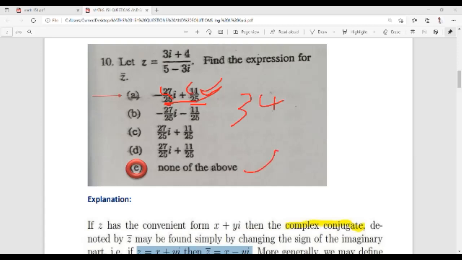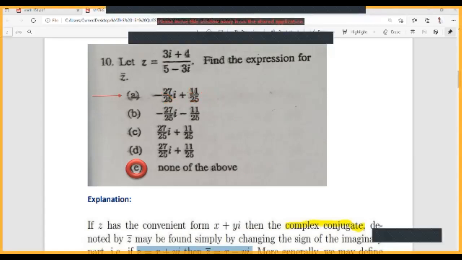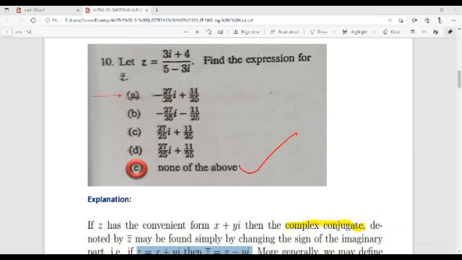Okay. Are you okay now? Do you get it? I'm okay. Yeah, so that is why. Yes, I get it well. So this is the answer. Okay. Let's go to the next question.